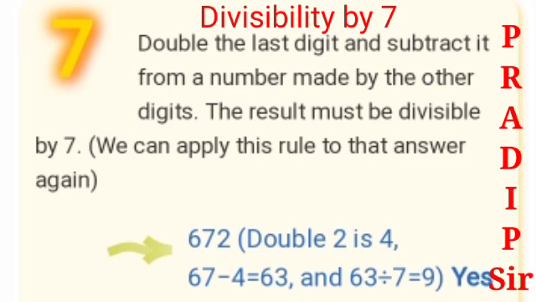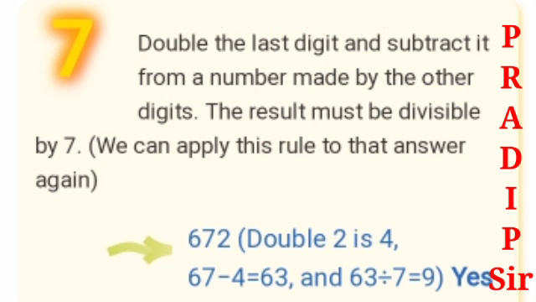Let's take an example. 672. Look here, the digit in the units place is 2, and we have to double the digit in the units place. So 2 is in the units place, the last place, multiply by 2. 2 into 2 is 4. Double of 2 is 4. Now we have to subtract this 4 from the number formed by the rest of the digits. That means if we leave 2, then the number will be 67.